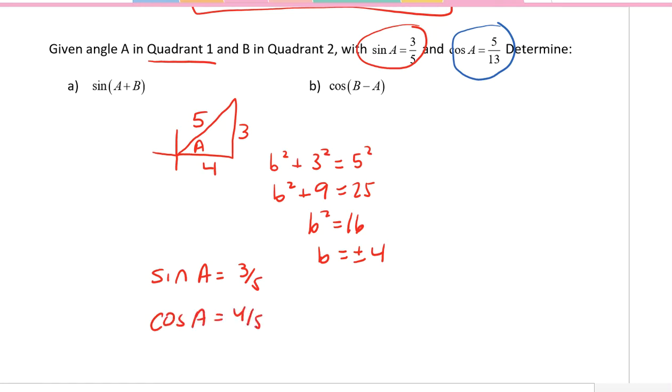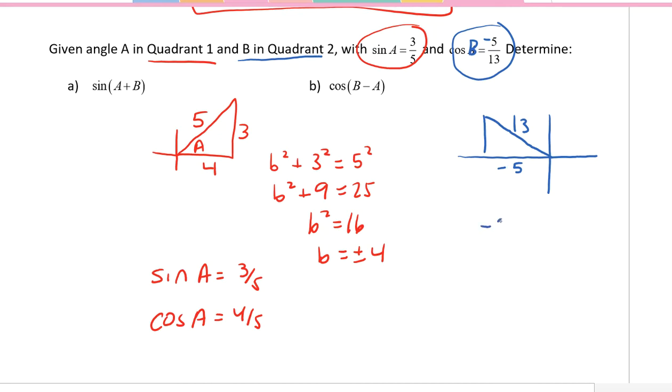The next thing I'm going to do is draw my other triangle. This should be a B. I apologize, there's a typo. Cosine of B is equal to 5/13, and B is in quadrant 2. So I'm going to draw that as this blue triangle over here. So I have 5 and I have 13. This should be negative 5/13. Negative 5, and that's 13.